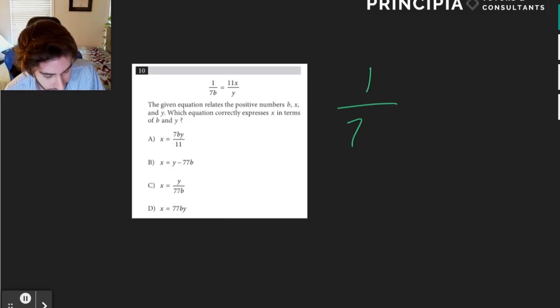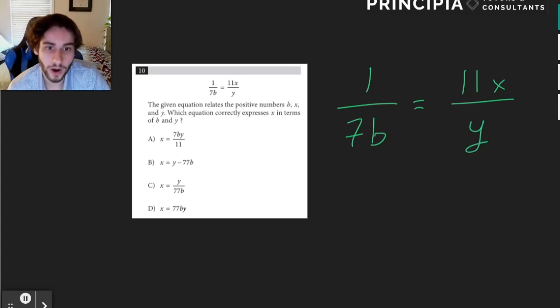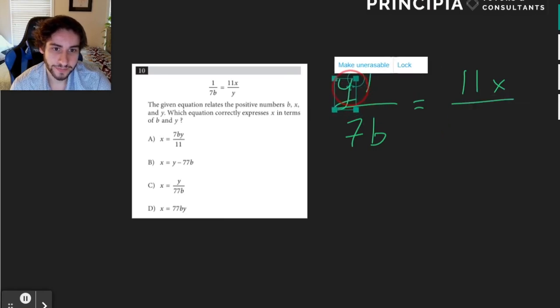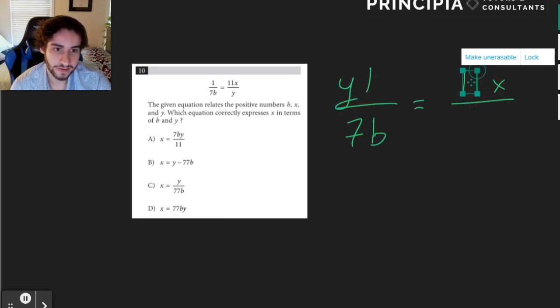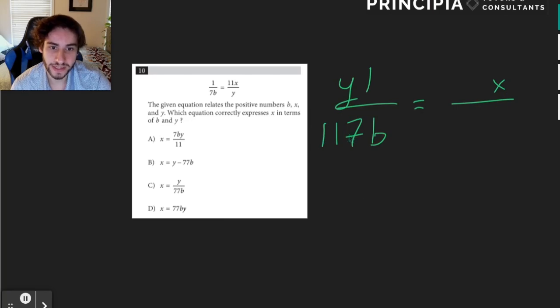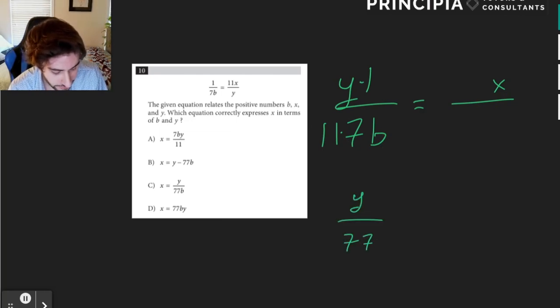So let's start by writing the problem down. 1 divided by 7b is equal to 11x divided by y. And so let's use the technique we talked about of dragging and cross multiplying and dividing. We have to get x by itself. So I will start by taking this y, moving it to the other side. Then I will take this 11, drag it to the other side. And this is really 11 times 7, so let's add a dot. And on the top, it's really y times 1. So this simplifies to y over 77b is equal to x, which is answer choice C.